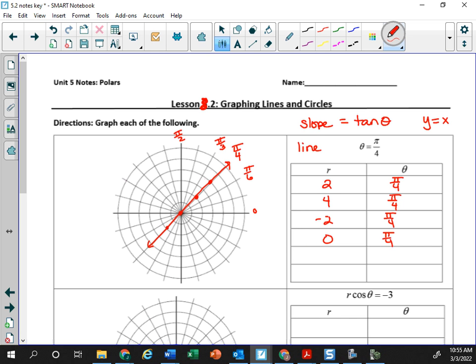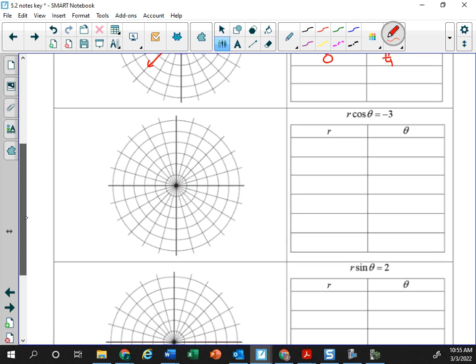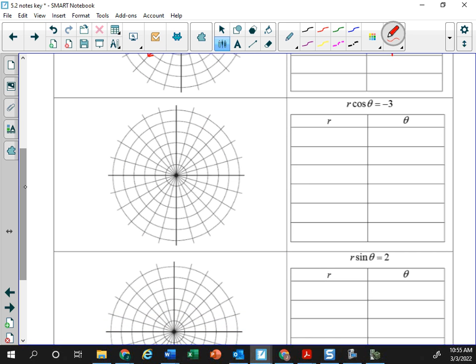Okay. All right, the next one, we've got r cosine theta equals -3. Well, what is r cosine theta? X, okay. We're going to keep that in our brain here for a second. Let's plug in a few values just so we can plot this. If I solve this for r, do you see how it'd be -3 over cosine theta? We're going to plug in a few thetas, not very many, just so you can see that this is actually also an equation of a line.